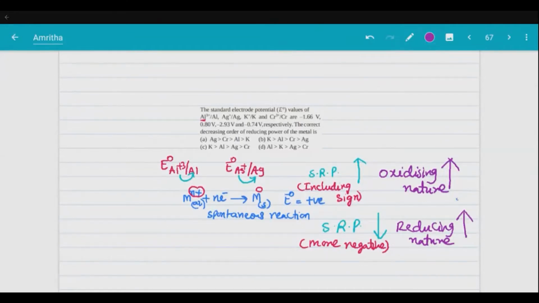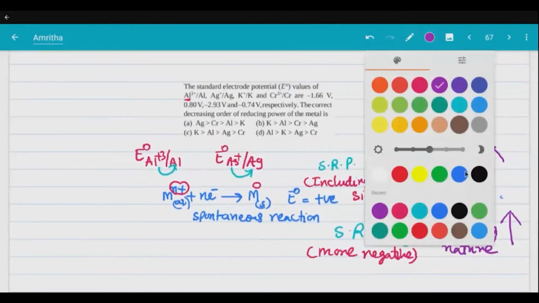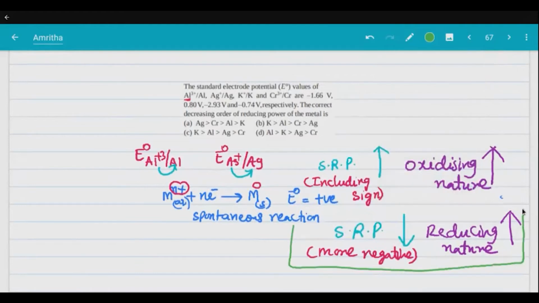Now tell me, you can compare these values, right? They are asking reducing nature, reducing power. So reducing power means SRP should be least. Values are given here: Al minus 1.66, Ag plus 0.8. More negative means strong reducing agent. Which one is more negative? Clearly minus 2.93, potassium. Potassium is more negative, so potassium should be highest.